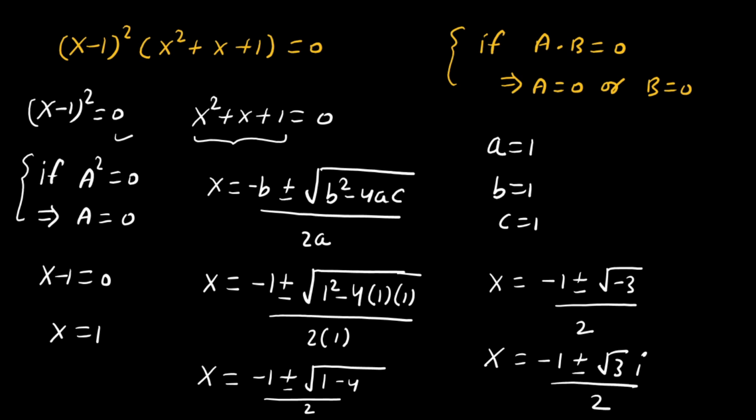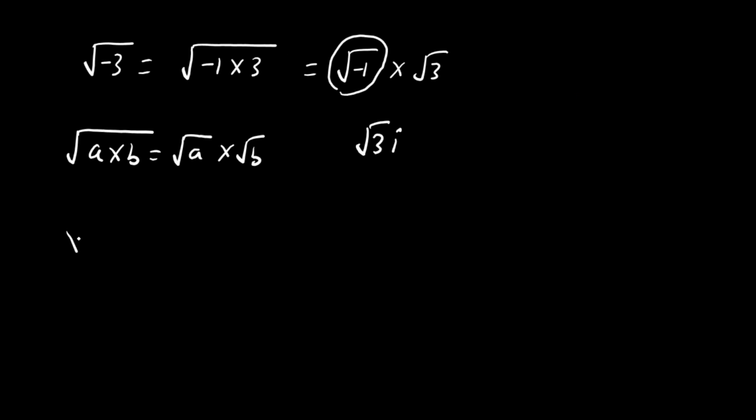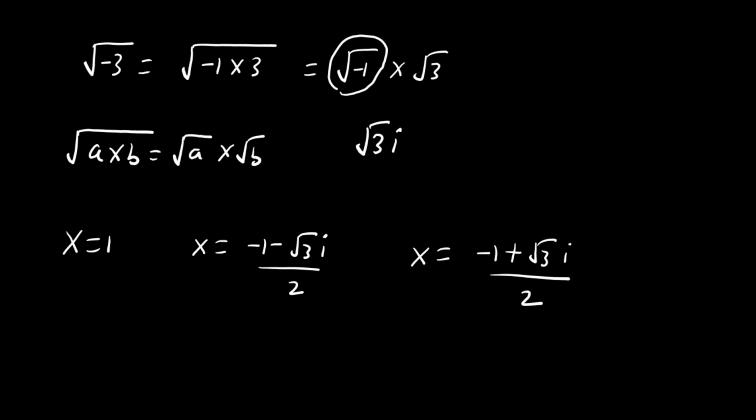We have three values of x. The first value of x is 1, the second value of x is (-1 - square root of 3 times i) divided by 2, and the third value of x is (-1 + square root of 3 times i) divided by 2.